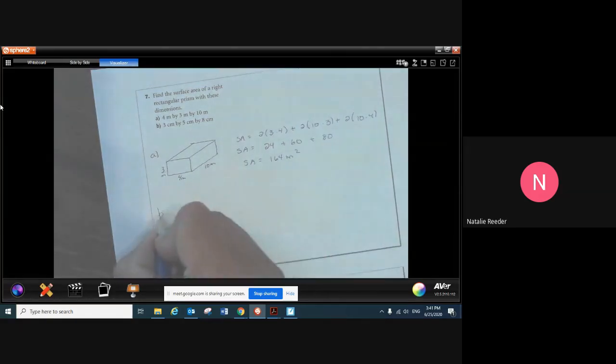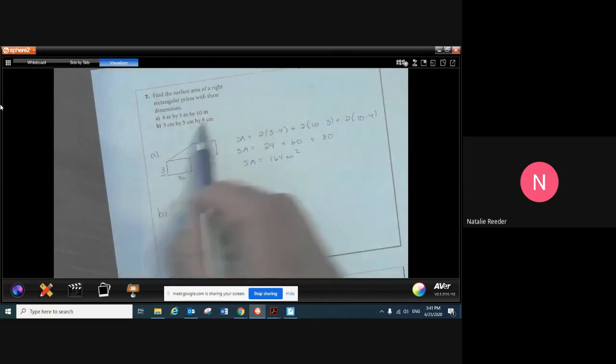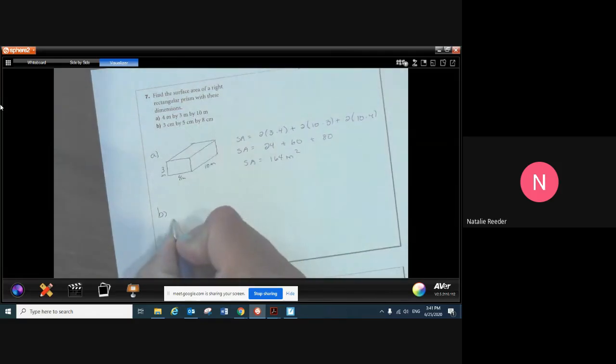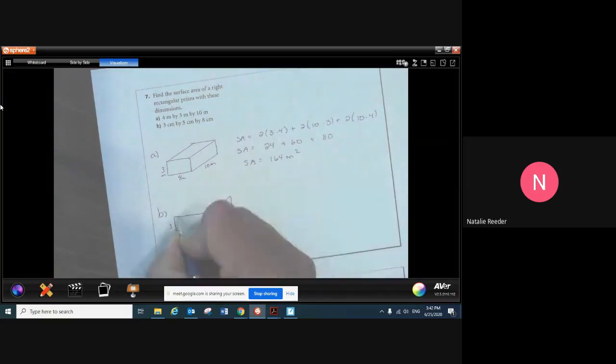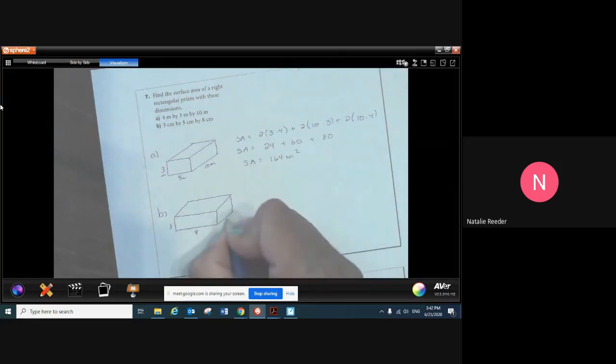Now for B, same thing. It gives us the dimensions of 3 by 5 by 8. So it doesn't matter how you draw your box. Let's say that I'm going to say 8 is my longer side here, and let's say this is 3. Then that means that the length here would only be 5. So it's not going to go that far back. But again, it's just a visual for you. So this would be 5.